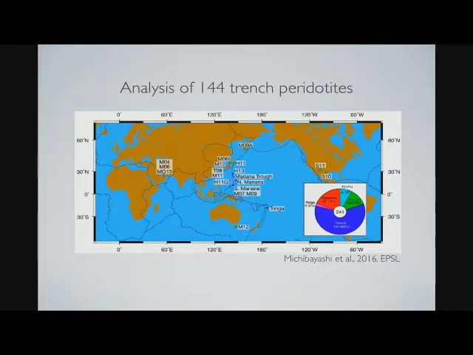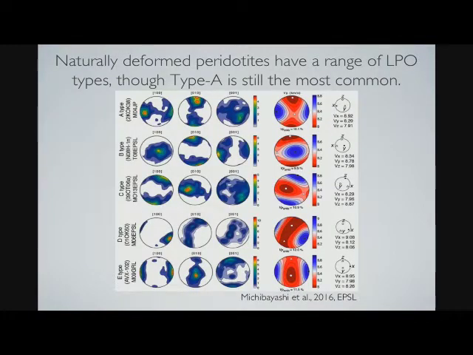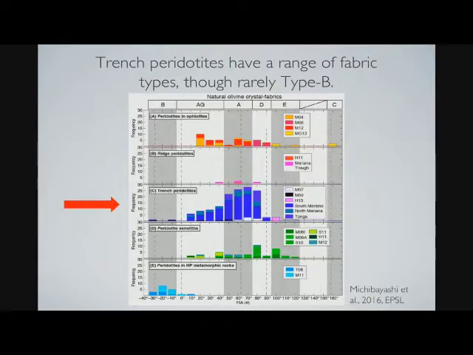And relevant to this group here is that for trenches, they have 144 prototypes that they analyzed. If this whole type B hypothesis were correct, we would expect to see dominantly type B fabrics in those trench prototypes. This is a summary figure in the paper showing that in all of the samples, they find all these different fabric types. They also include the seismic velocity calculation for one component. They also developed what they call a fabric index, which allows them to look at histograms of the different fabric types.